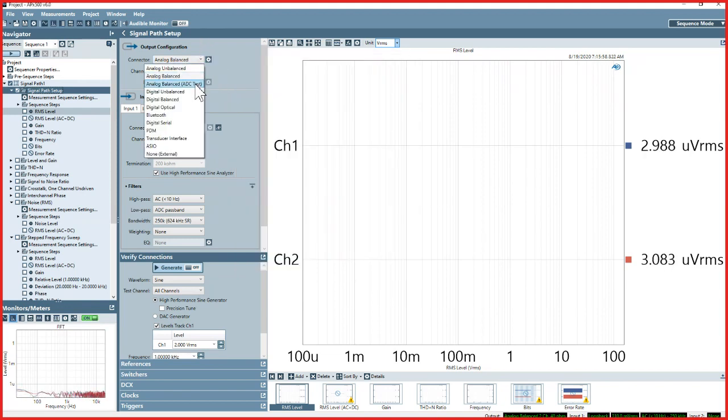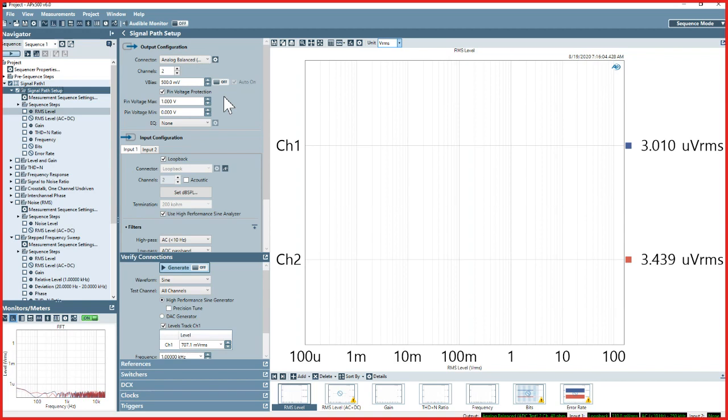Our third analog balanced output choice on the 555 is what's called ADC test. This is perhaps a little bit misleading, but what this provides is all the same controls as a standard analog balanced output, but we now add the ability to set what we refer to as a V bias, but is actually a common mode DC bias. So the same DC voltage is applied to both sides of the balanced output.